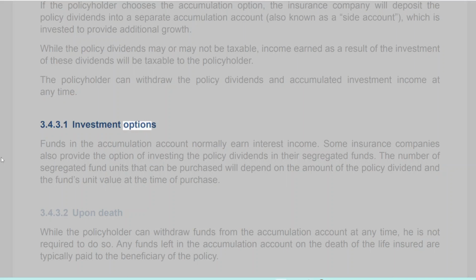3.4.3.1 Investment options. Funds in the accumulation account normally earn interest income. Some insurance companies also provide the option of investing the policy dividends in their segregated funds. The number of segregated fund units that can be purchased will depend on the amount of the policy dividend and the fund's unit value at the time of purchase.